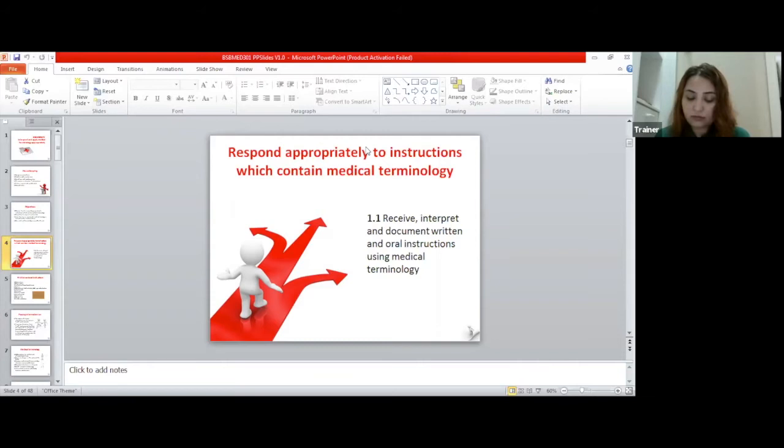Now, when you work in a hospital or nursing home, you will come across this term called CALD. Not cold, CALD. CALD means culturally and linguistically diverse. Linguistic means language. Culturally and linguistically diverse, which means this particular facility has people from different cultures and different languages.